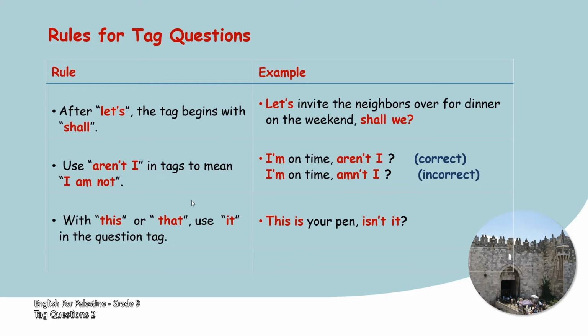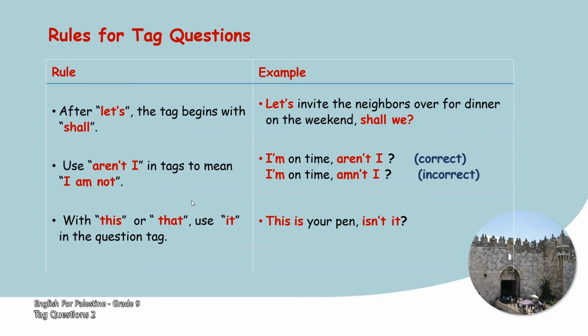Number two, use aren't I in tags to mean I am not. Example, I am on time. Aren't I? The same example, I am on time. Am not I? Of course, this is incorrect. The first answer is correct. So the correct tag for this sentence is aren't I.